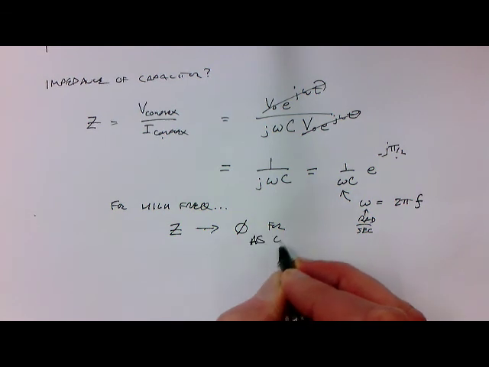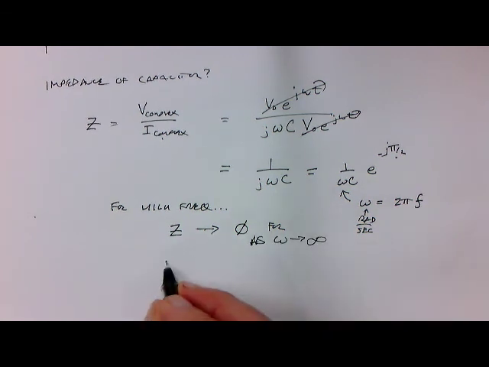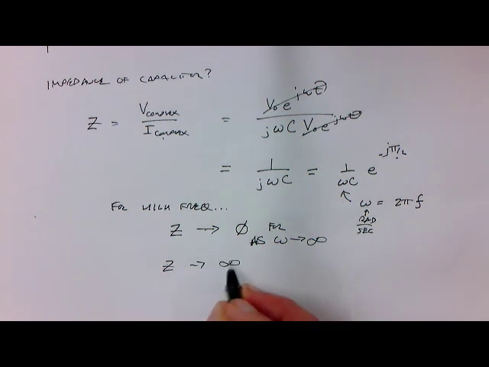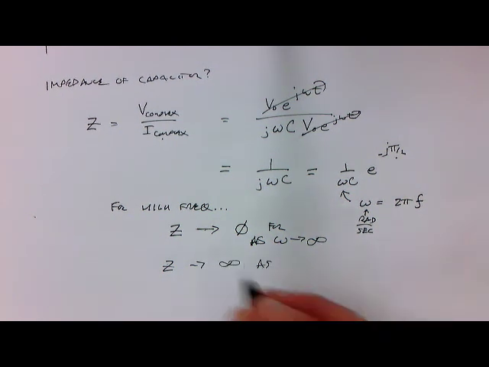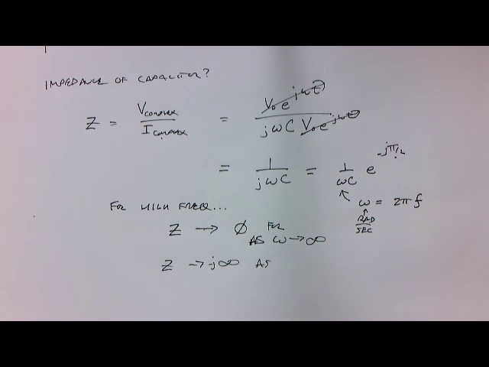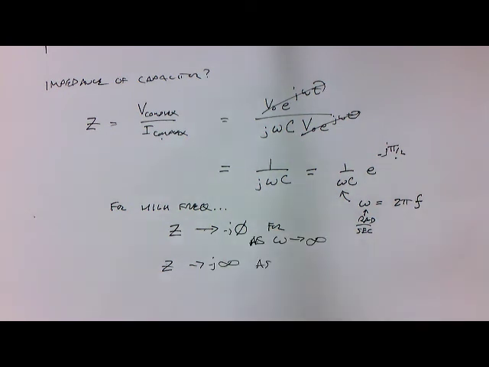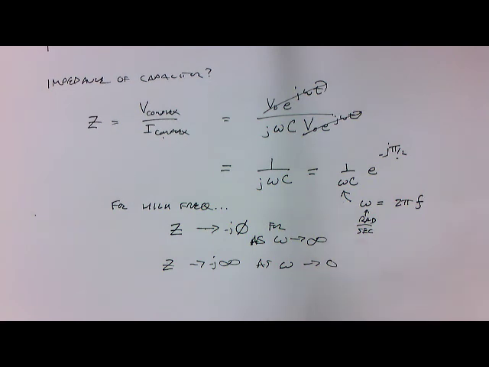So as omega goes to infinity, Z goes to 0. And as omega goes to 0, Z goes similarly to infinity, or actually minus j times infinity, right? And this is also minus j times 0.